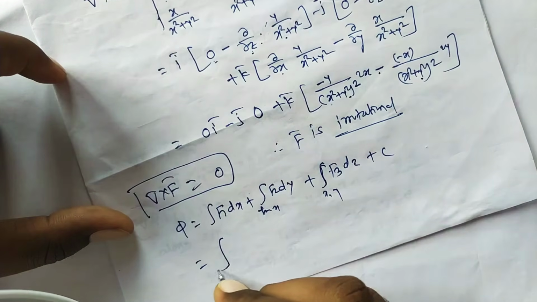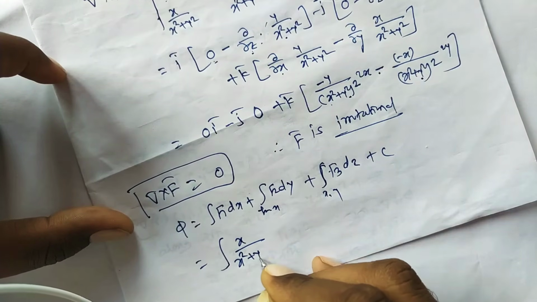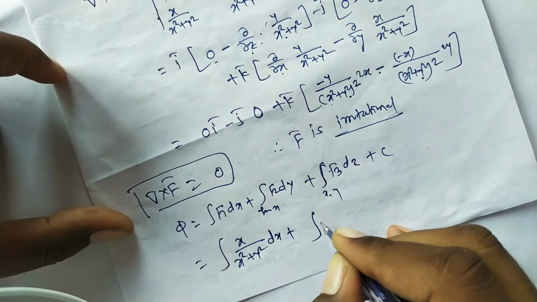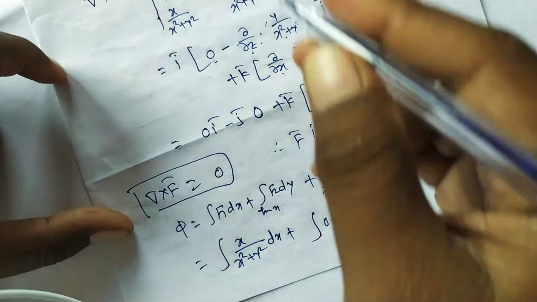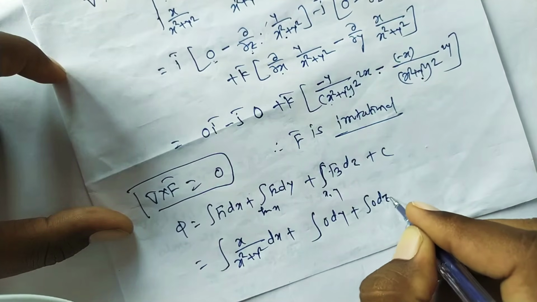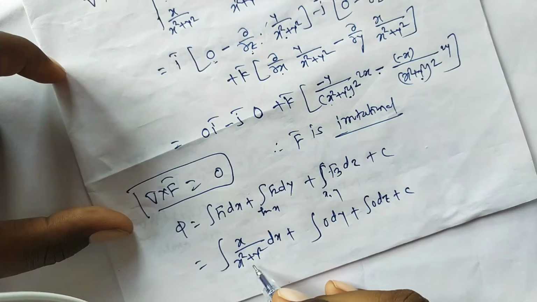So this is equal to integration of, what is our f1? f1 is x upon x square plus y square into dx, plus terms of f2 free from x, there are no terms free from x, that is 0, and plus f3 is 0, plus constant c.